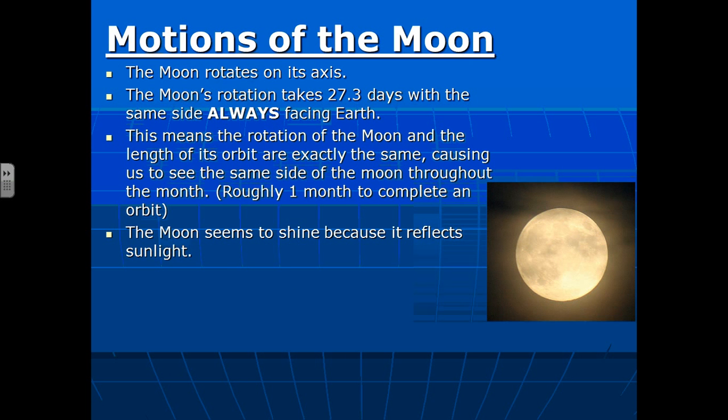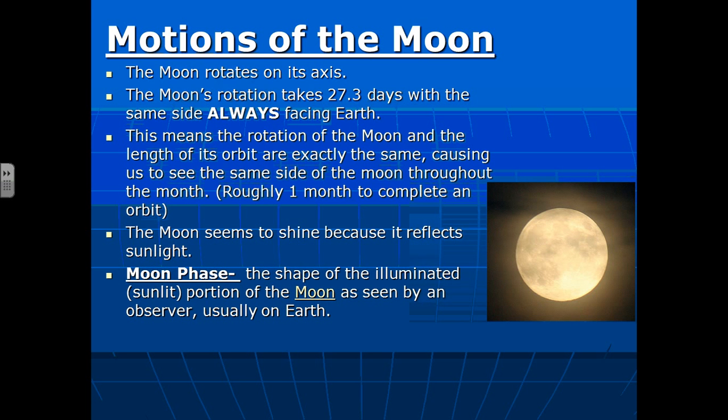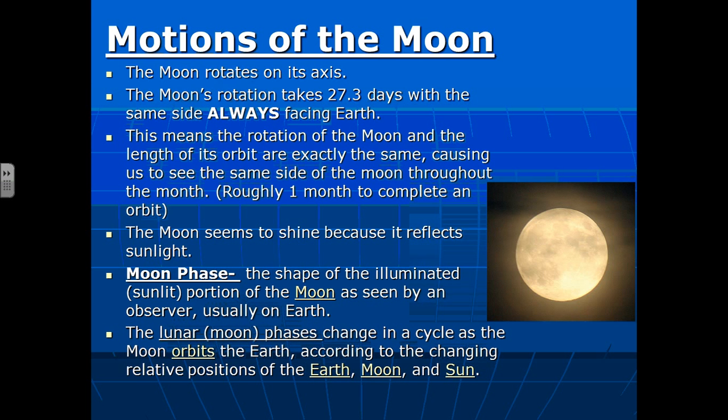The moon seems to shine because it reflects sunlight. This means the moon doesn't have its own light. It's simply reflecting the light from the sun. Moon phases are the shape of the illuminated or sunlit portion of the moon as seen by an observer, usually on Earth. So moon phases are simply the illuminated part of the moon that we see from Earth. The lunar, which means moon, phases change in a cycle as the moon orbits the Earth, according to the changing relative positions of the Earth, moon, and sun.